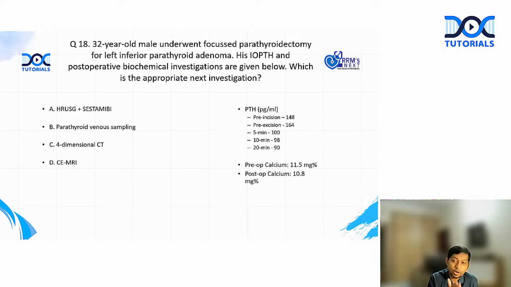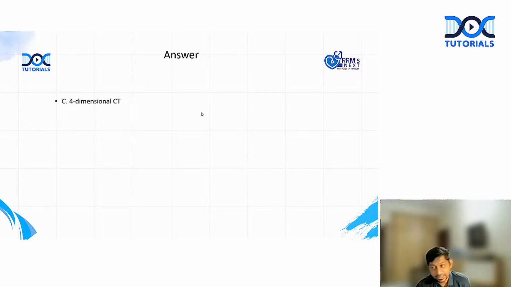So remember, we have something called persistent and recurrent. Persistent is basically when, within 6 months, the calcium is still high, that's persistent hypercalcemia. If more than 6 months after becoming normal it becomes high again, then it's a recurrent hypercalcemia. So here this is a persistent hypercalcemia. So what is the appropriate next investigation? The options are ultrasound, maybe parathyroid venous sampling, 4-dimensional CT, or a contrast-enhanced MRI. The correct answer here is that you would do a 4-dimensional CT.